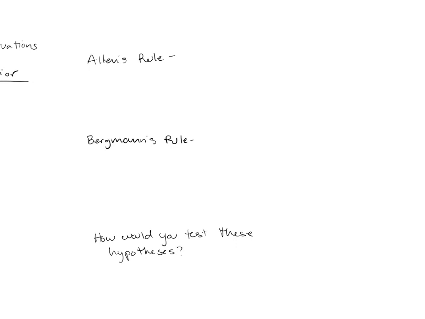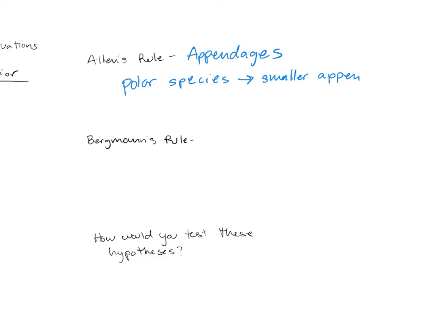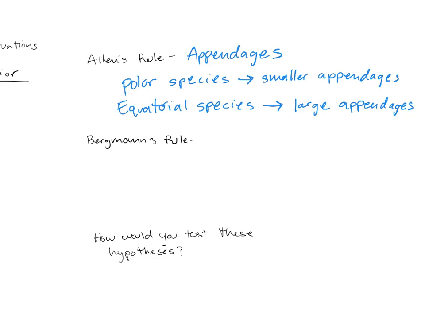All right, the last thing we did is we talked about Allen's rule and Bergman's rule. Allen's rule is appendages. Polar species will have smaller appendages, smaller legs and ears, and more equatorial species will have larger appendages, and this is to radiate heat away from the body, and then for polar species to conserve heat.